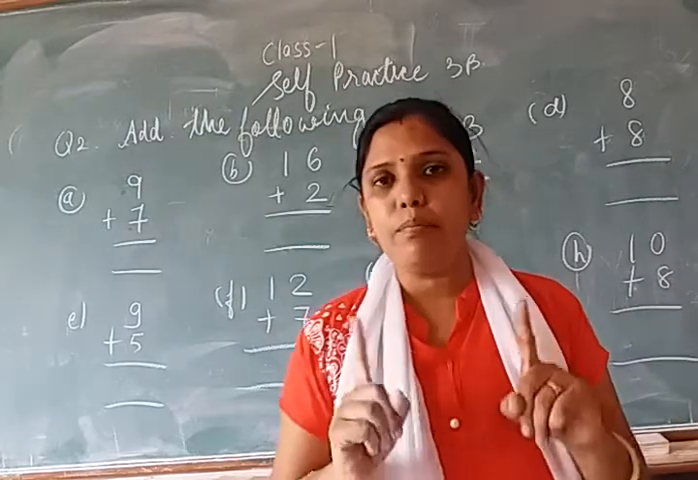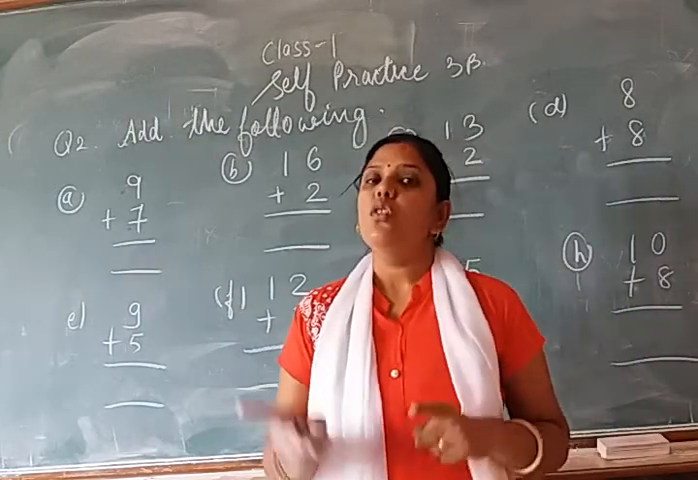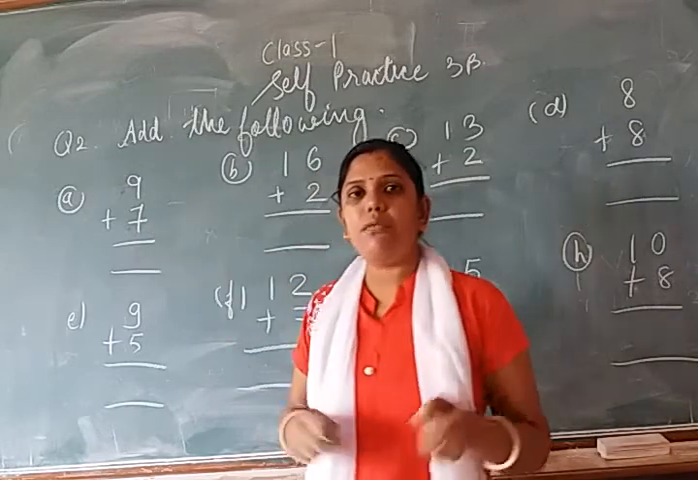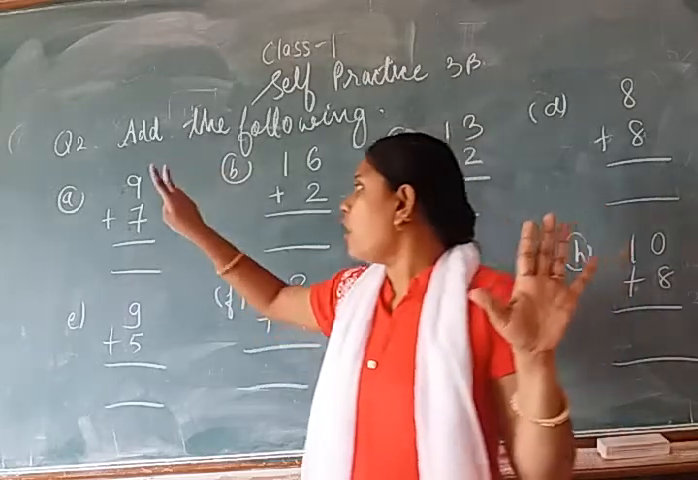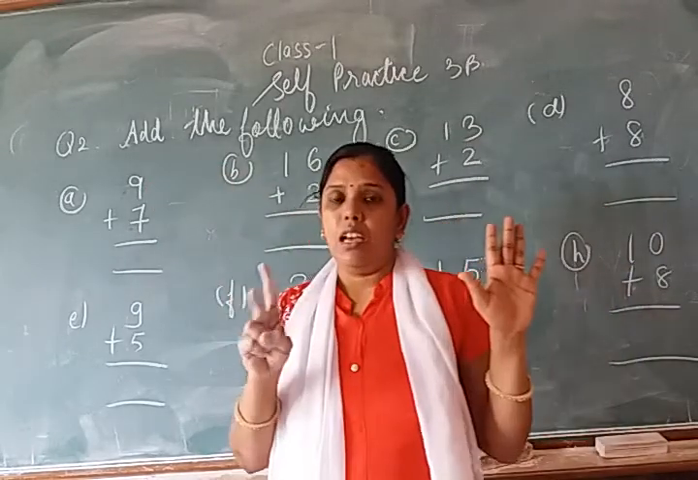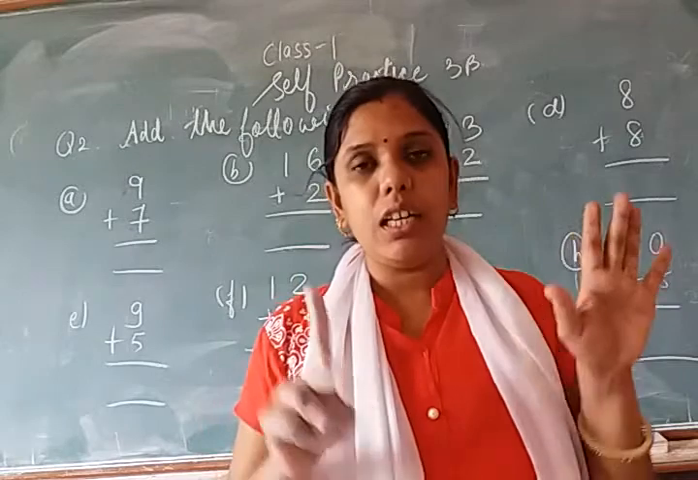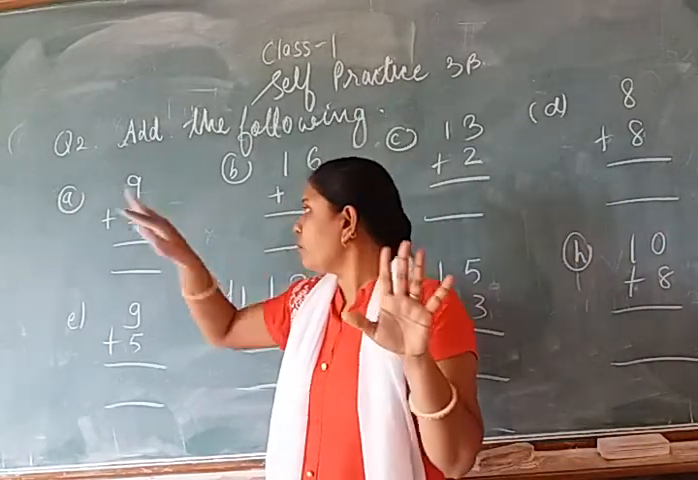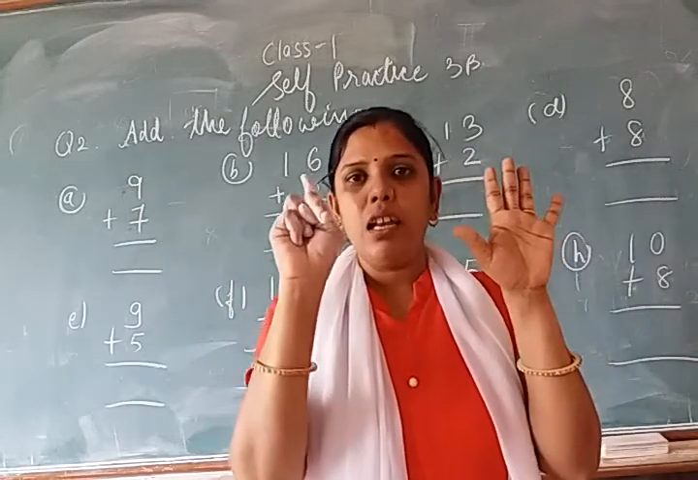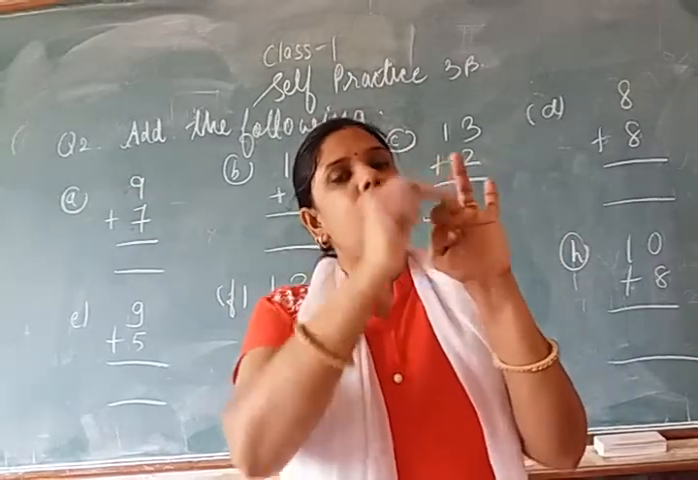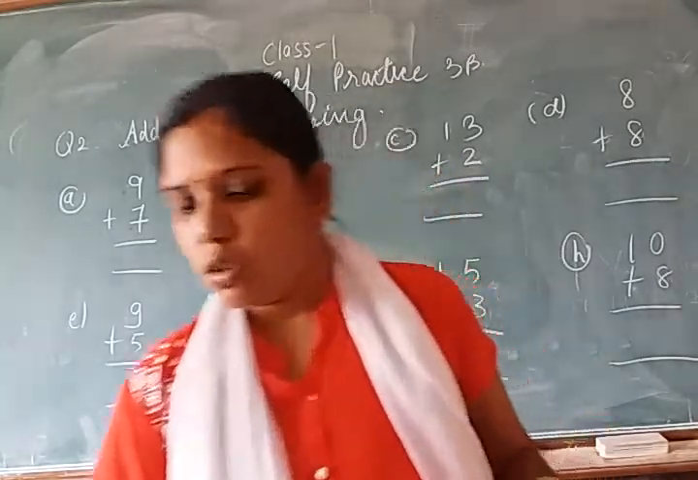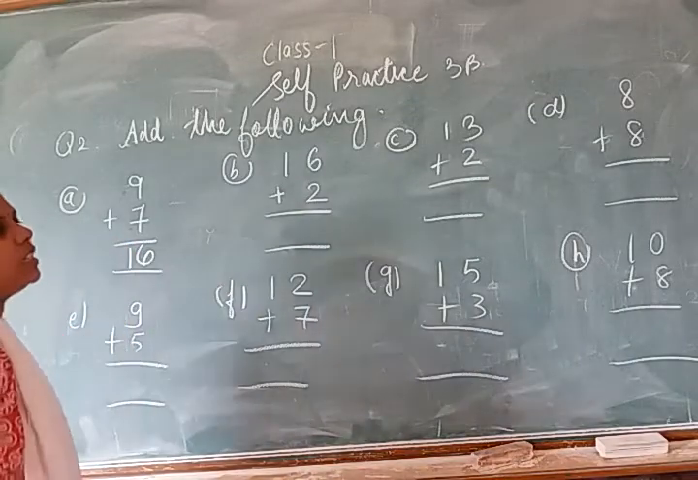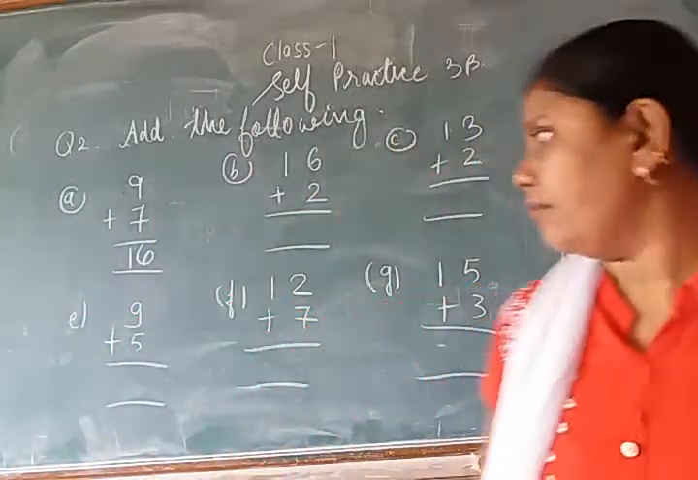So once again I am doing addition using my fingers. So you also, which number is this? 7. So take out 7 fingers, 5, 6 and 7. Now count forward after 9. 9 के बाद हमें forward counting करनी है. Counting these fingers. So after 9, 10, 11, 12, 13, 14, 15, 16. So 9 plus 7 is 16. So write here 16.